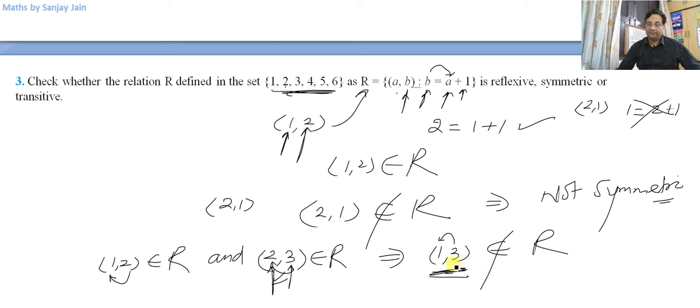Or you can replace B equal to A plus 1. So you can replace A with 1 and B with 3 and see if it is equal. So it is not. Hence I can say (1, 3) doesn't belong to this relation R. So it is not transitive.